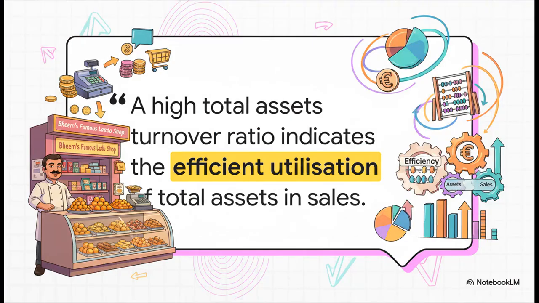So for Beam's shop, what does a high number here actually mean? Well, it's great news. It means he's squeezing a lot of sales out of his shop and his equipment. His assets are working really hard for him. A low ratio, though, that might tell us that some of his assets are just sitting around, not really making him any money.